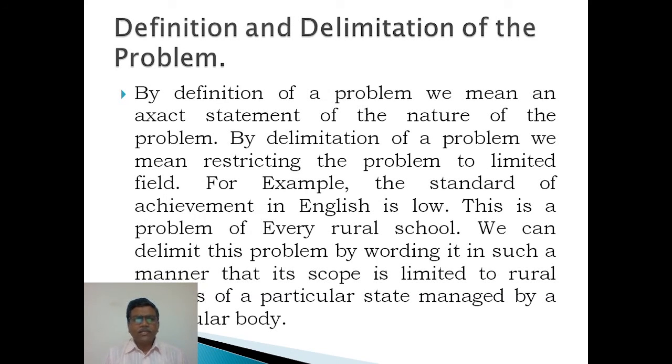Definition and delimitation of the problem. By definition of a problem, we mean an exact statement of the nature of the problem. By delimitation of a problem, we mean restricting the problem to a limited field. For example, the standard of achievement in English is low. This is a problem of every rural school. We can delimit this problem by wording it in such a manner that its scope is limited to rural schools of a particular state managed by a particular body.